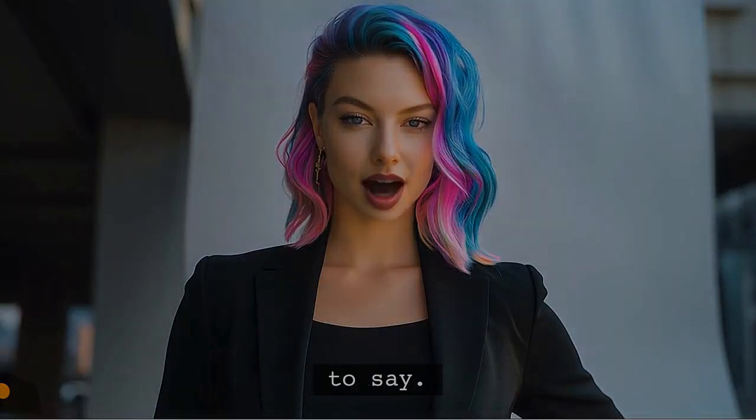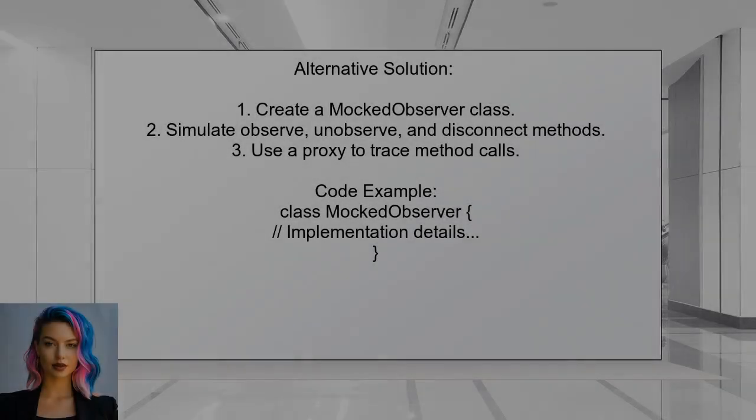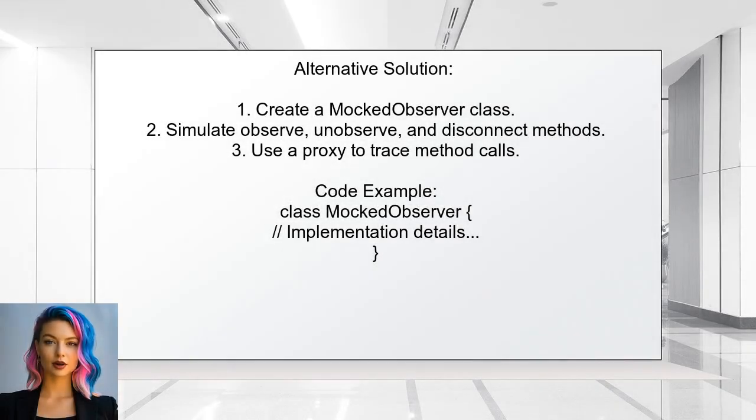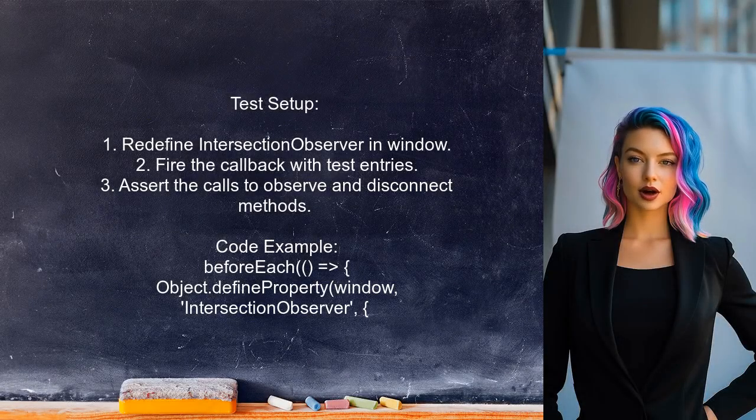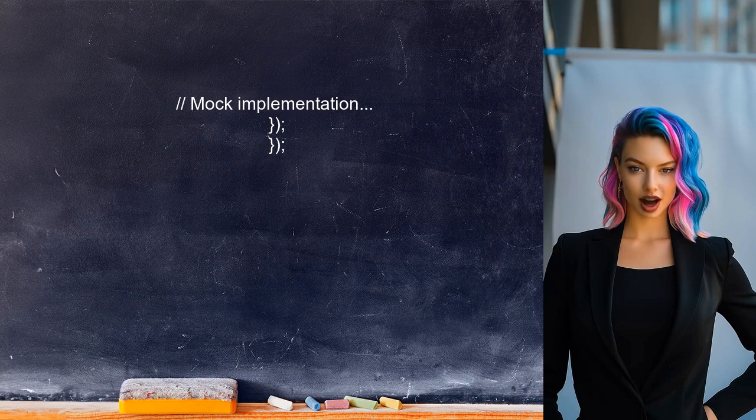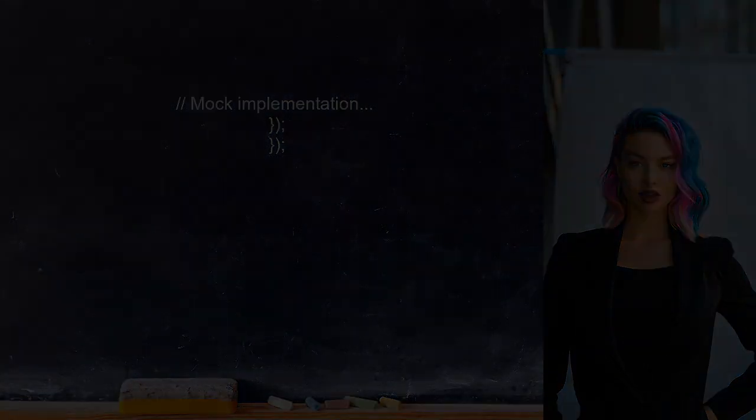Let's see what someone else had to say. An alternative approach provided by another user involves using Jest with TypeScript to test the intersection observer. They create a mocked observer class that simulates the behavior of the intersection observer, allowing you to trigger the callback directly. In the test setup, they redefine the intersection observer in the window object to use the mocked version. This allows you to fire the callback with specific entries and check the calls made to the observer methods.